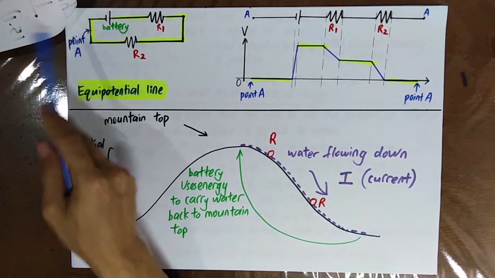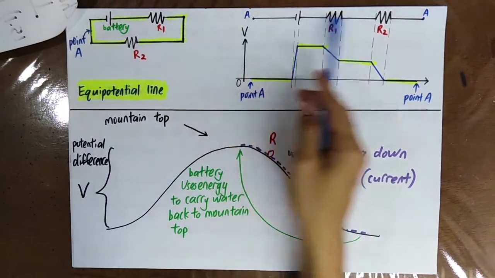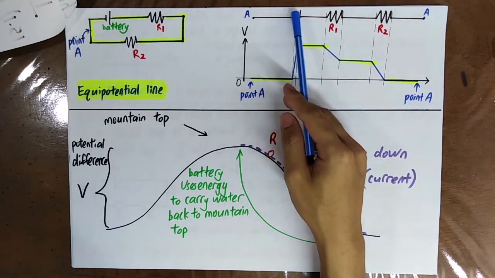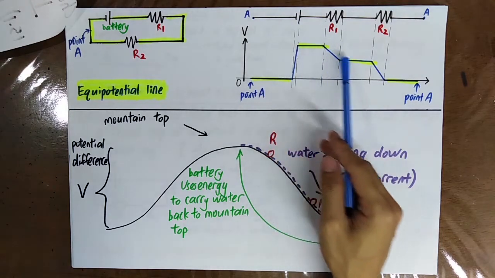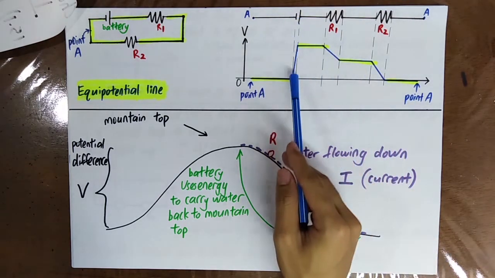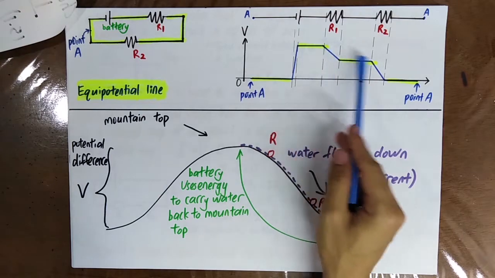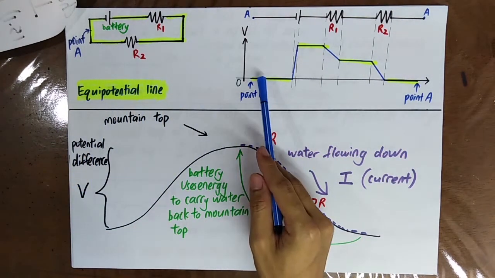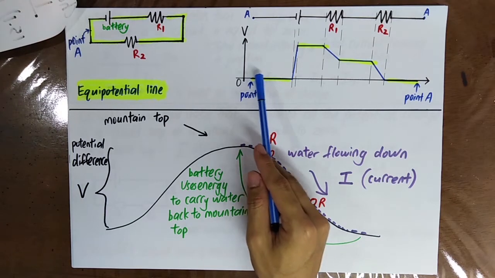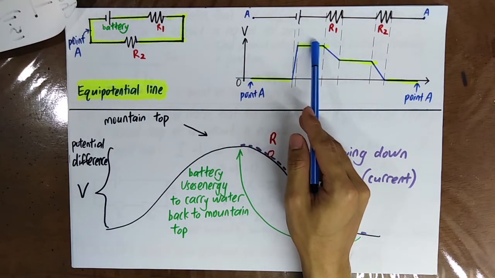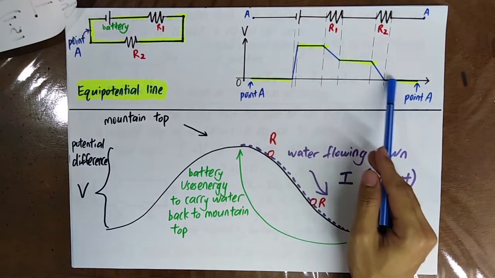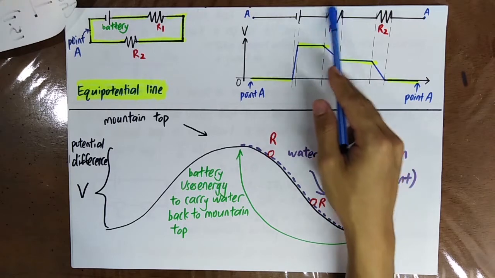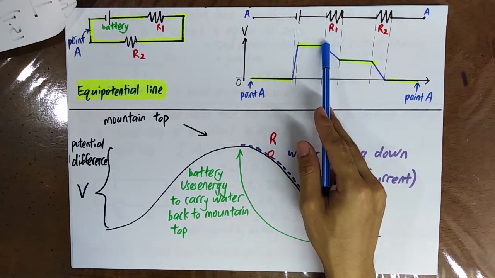When you choose a point and then you cut open the circuit, and then you label the potential at every point on the circuit, it will be like this. This region and this region and this region and this region are called equipotential lines because the potential here is the same, the potential here is the same, the potential here is the same, and the potential here is the same. But inside a resistor, you know that the potential will drop.